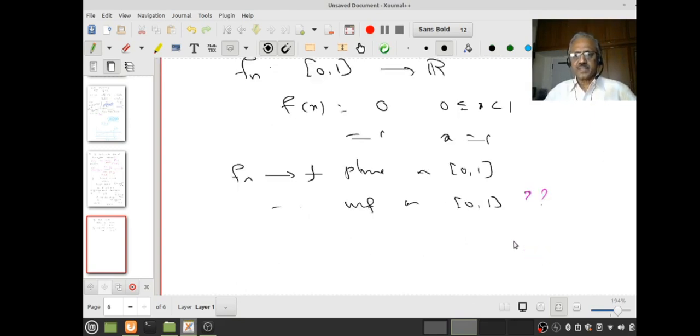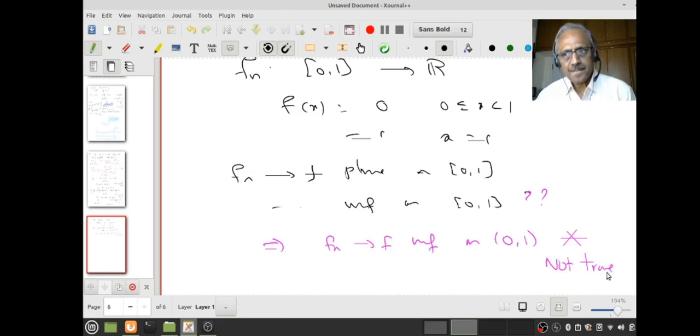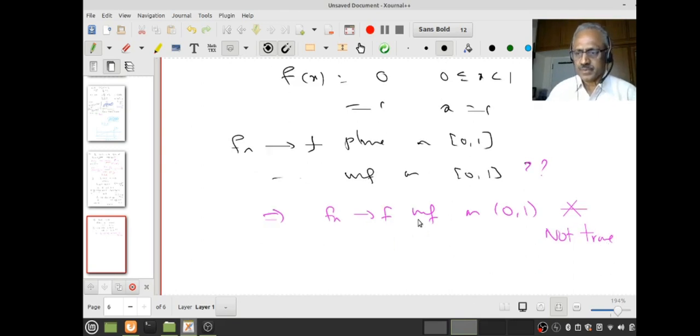What do you think the answer is? No. Why? If Fn converges to F uniformly on the closed interval [0,1], that should imply Fn converges to F uniformly on the open interval (0,1). But that's not true. Just now we saw. You understood that? Yes? Very good.